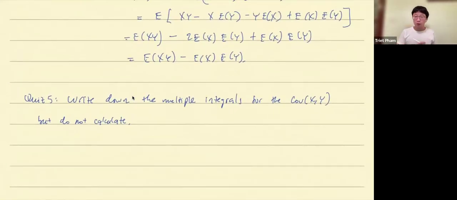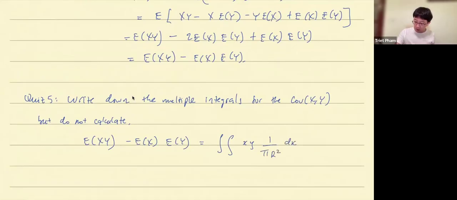Okay. So what should it be? So you have expectation of x times y minus expectation of x, expectation of y, right? So expectation of x times y is little x times little y times the density, which is 1 over pi r squared dx dy, right?